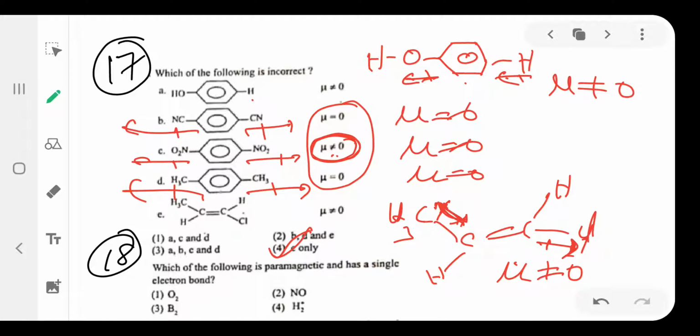Then question number 18. Which of the following is paramagnetic with a single electron bond? Single electron bond means it contains only one electron. Due to the presence of one electron it is paramagnetic. Which one has a single electron? Oxygen O2: 8 plus 8, 16. NO: nitrogen 7, oxygen 8, 15. B2: 5 plus 5, 10 electrons. H2 plus: H2 means 2 hydrogens contain 2 electrons, plus charge means 1 electron lost, so remaining it contains only 1 electron. That's why it is a single electron bond. Due to the presence of this one electron it is paramagnetic. Option is 4.